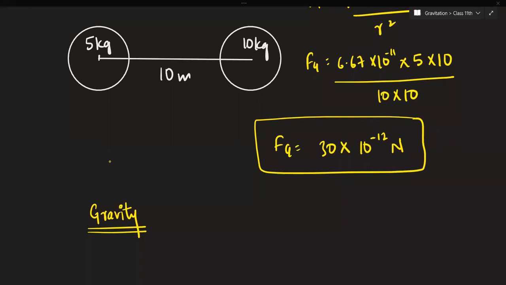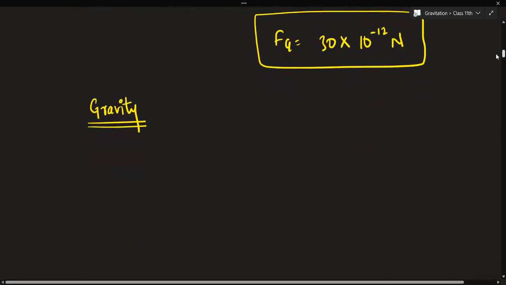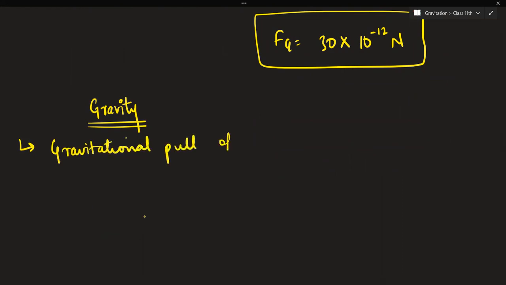Right? So, see, specifically it's just a name given to the gravitational force of Earth. Specifically for the gravitational force of Earth, you call it gravity. You don't use the term gravity for any other planet. So this is the gravitational pull of Earth. Gravitational pull of Earth is gravity. All right.